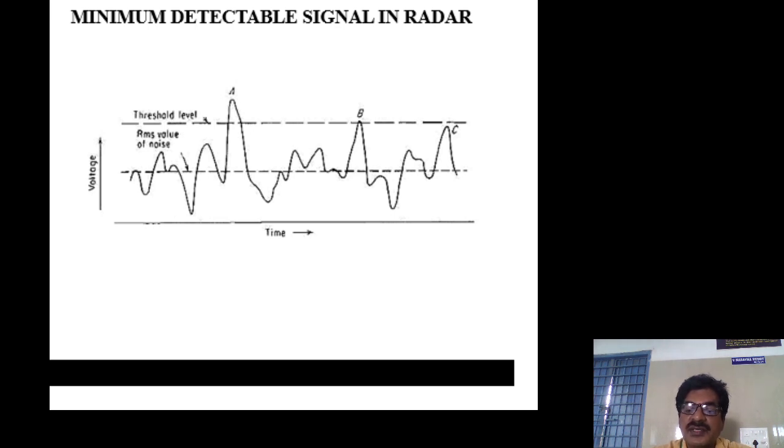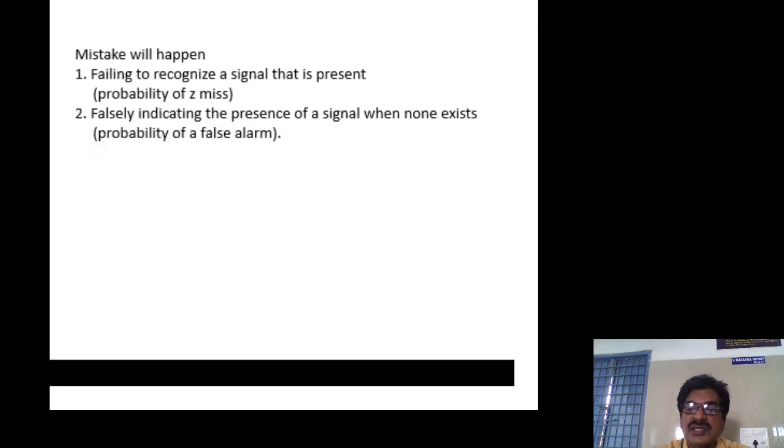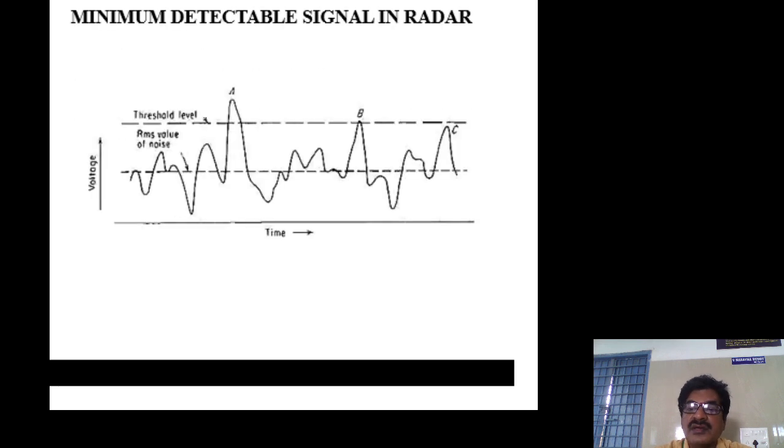When a peak crosses the threshold level, what does it mean? It represents the presence of the target. But these peaks are because of noise only, not because of the target. So that is why we can get error results, and these are referred to as false alarms. A false alarm is a peak with noise alone which crosses the threshold level and indicates the presence of the target.